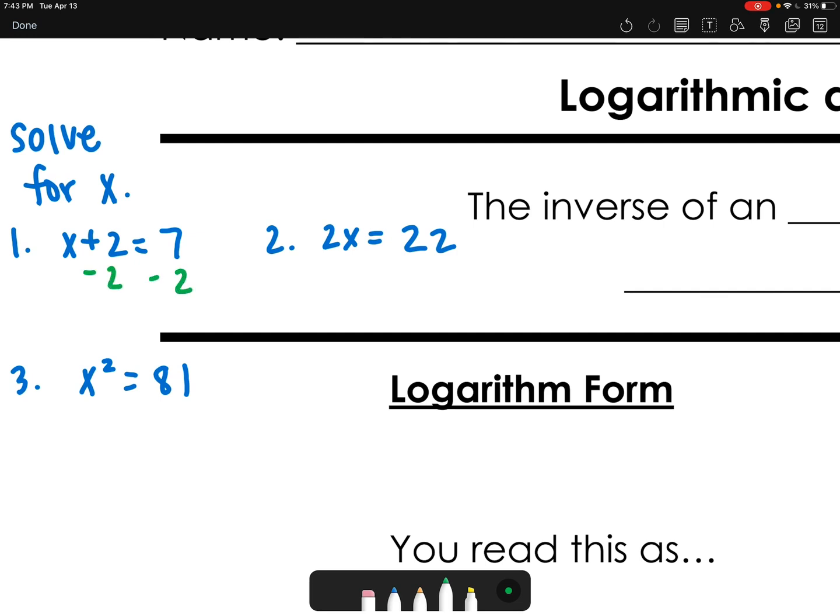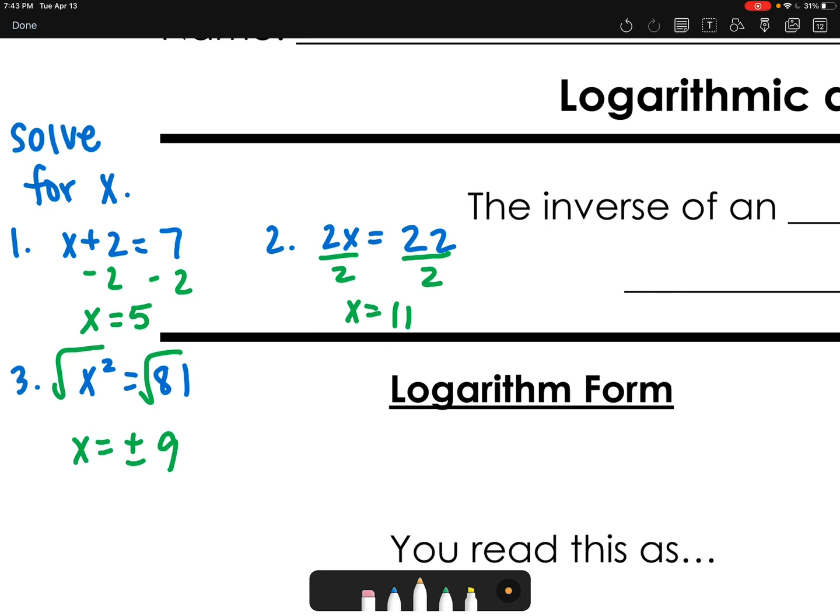But just hold tight. What you would do here, in the first one you subtracted 2 from both sides. In the next one you divided by 2 on both sides and got x equals 11. And in the last one you took the square root of both sides and got x equals positive and negative 9. And so what we talked about after this is how what you did to get from the blue to the green was you used the inverse operation in order to solve for x and to get x by itself.